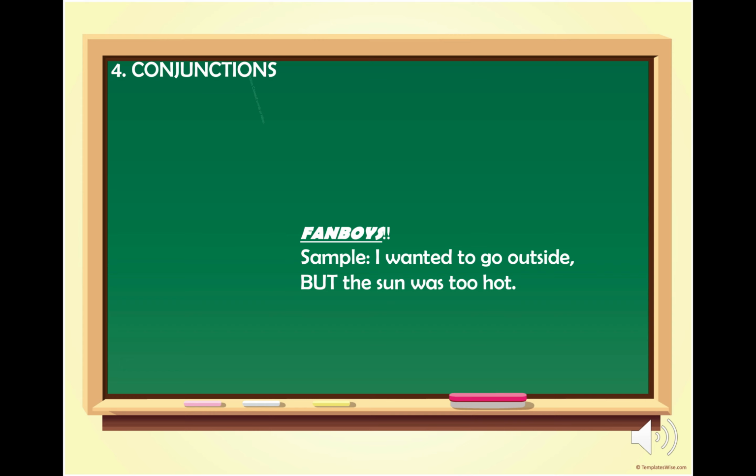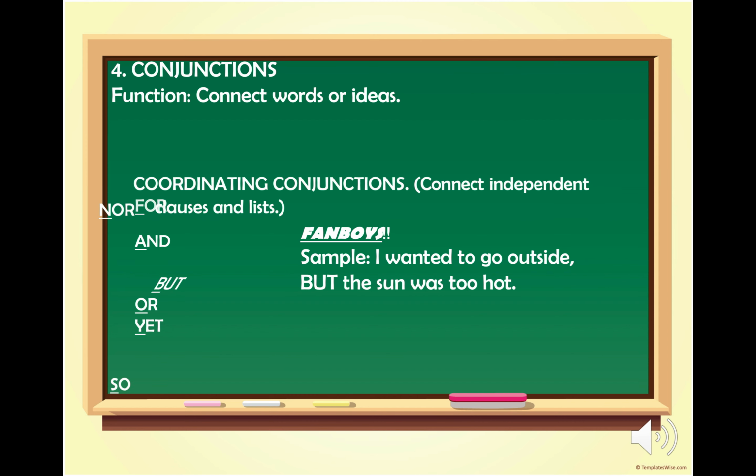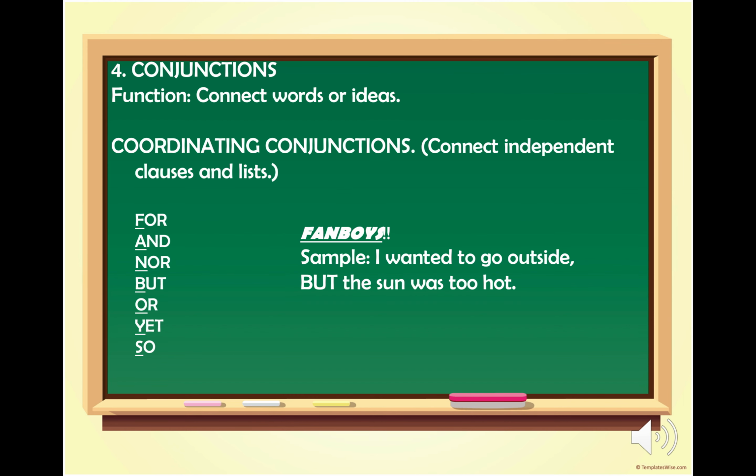The next one that we're going to talk about are conjunctions. These connect words or ideas. So here you can see your fanboys. These are your coordinating conjunctions, and these connect independent clauses. These can also be used for like items in a series. So when you're listing like this, this, and this.